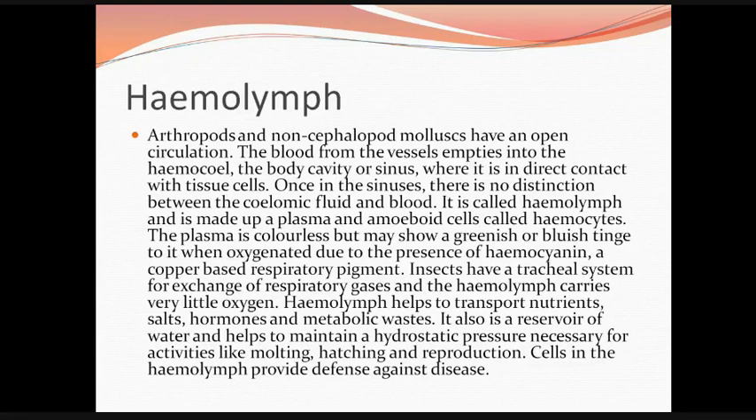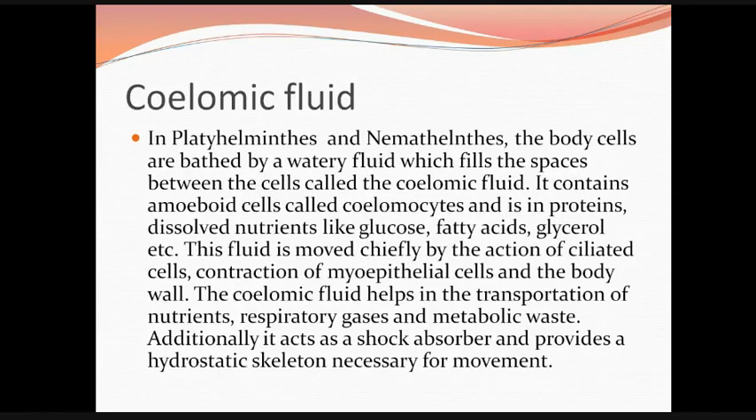Now see, when we were talking about the previous type of fluid, the coelomic fluid, we saw that only nutrients are dissolved there. Then they have the amoeboid cells. Not only amoeboid cells, they also had myoepithelial cells and ciliated cells. The myoepithelial and ciliated cells help in transportation, and the amoeboid cells help in nutrient production.